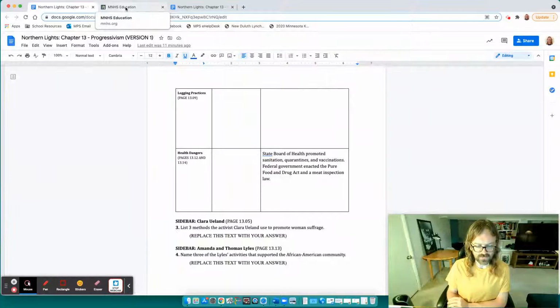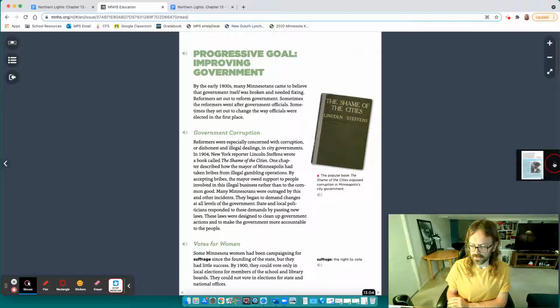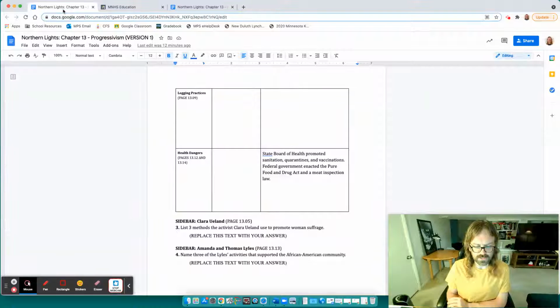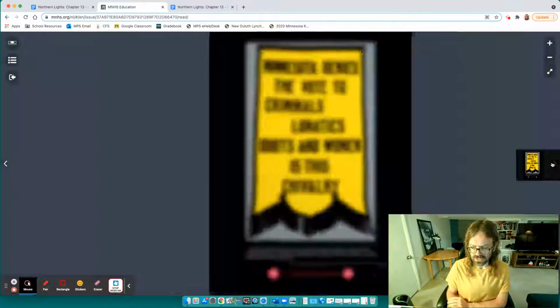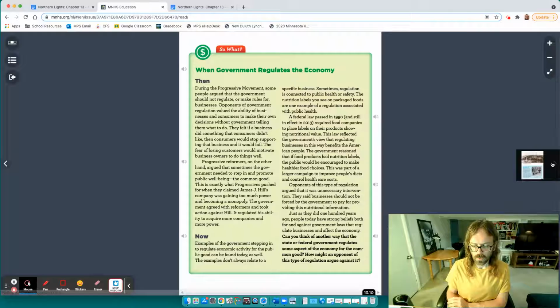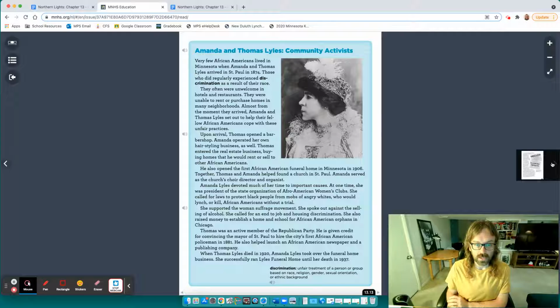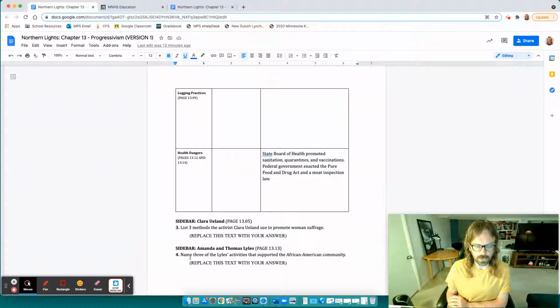To earn a 7 or an 8, you get 2 extra bonus questions at the end. There are 2 sidebars with questions that you will answer. Question 3 asks you to go back to 1305 and utilize the little blue sidebar on Claire Euland. You will list 3 methods that she used to promote women's suffrage. Then if you jump ahead to page 1313, you'll have Thomas and Amanda Lyles, who were 2 early, late 19th, early 20th century activists for the African American civil rights movement. You'll have a question to answer about 3 of the activities they did to support the African American community.